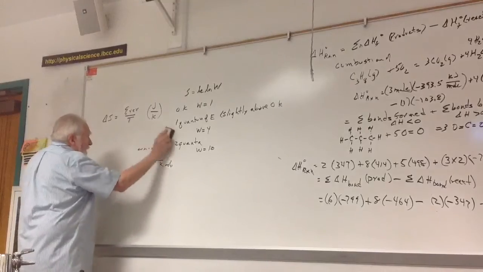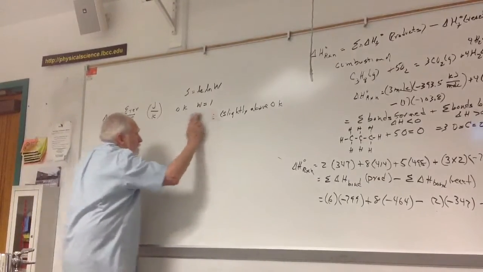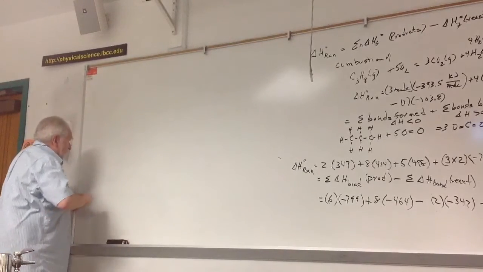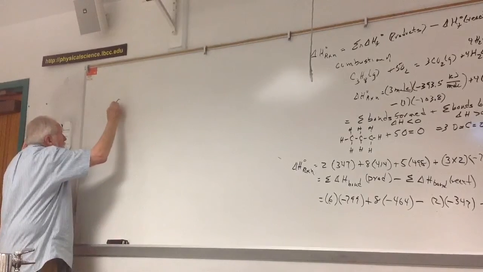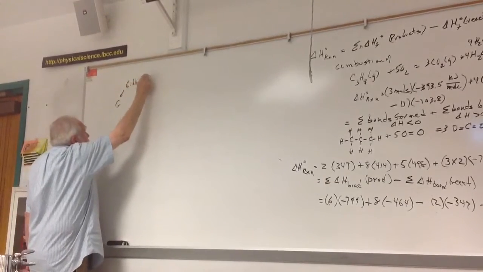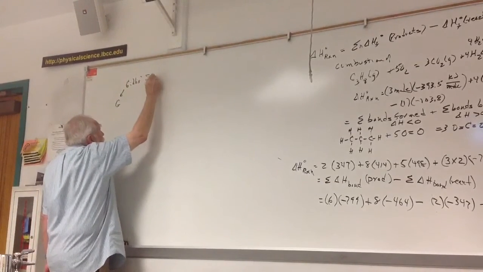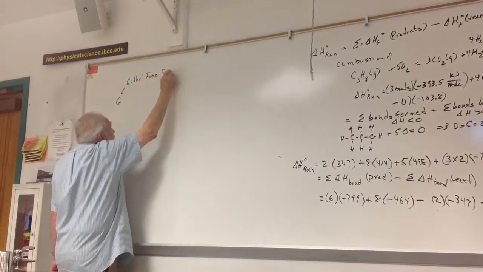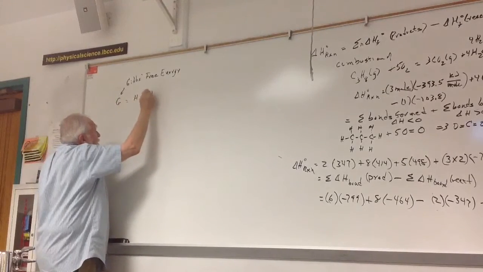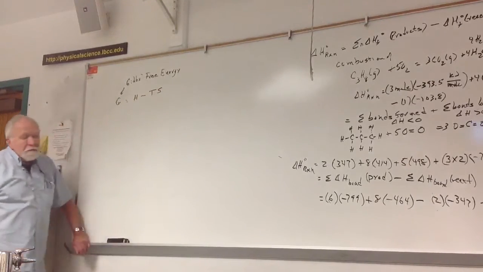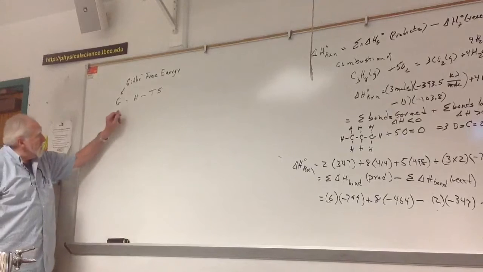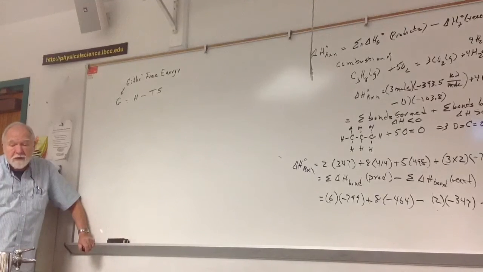So now I want to talk about free energy, and it's referred to as Gibbs free energy. And we use the letter G. It's a combination of the enthalpy and the entropy. And this is what we're going to use to determine whether or not reactions are spontaneous.